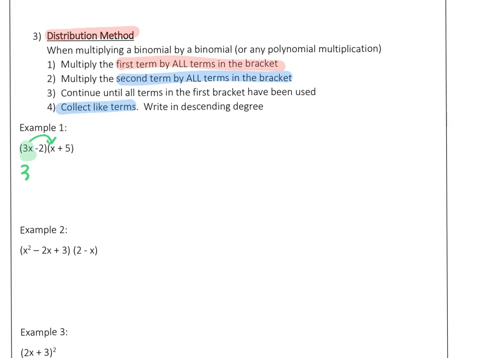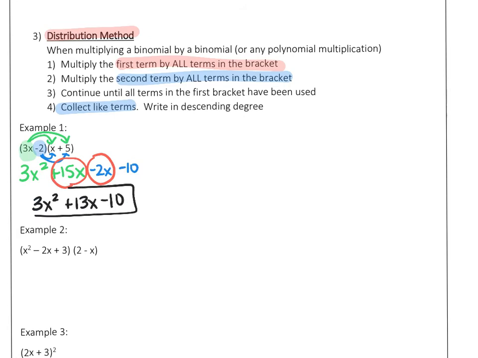So 3x times x is 3x squared. 3x times positive 5 is plus 15x. And then I'm going to take the negative 2 and I'm going to multiply it by the things in the second bracket. So negative 2 times x is negative 2x, and negative 2 times 5 is negative 10. And then we simply want to collect our like terms. So you can see we have a plus 15x and a minus 2x. So my overall answer is 3x squared plus 13x minus 10.